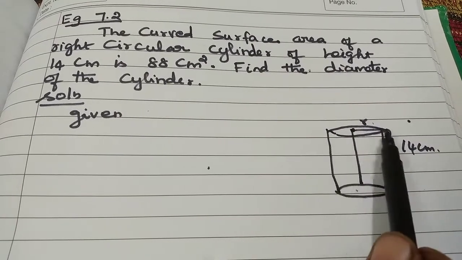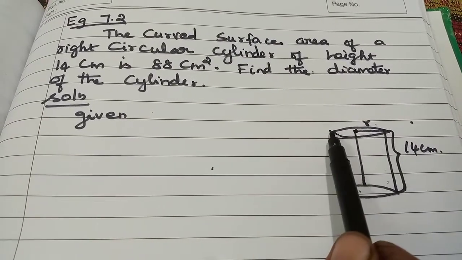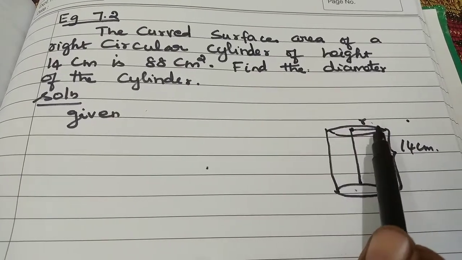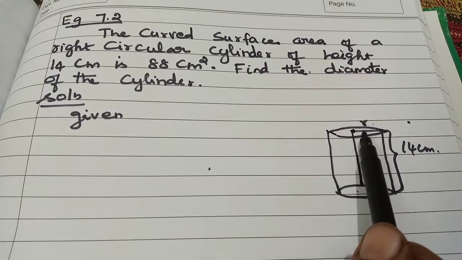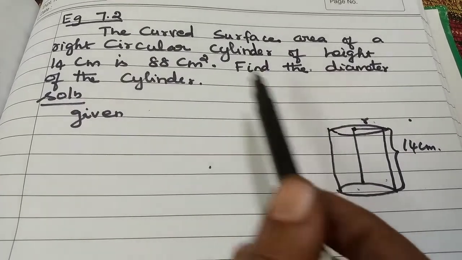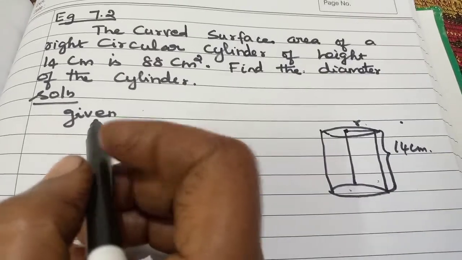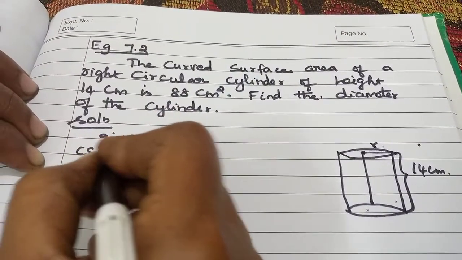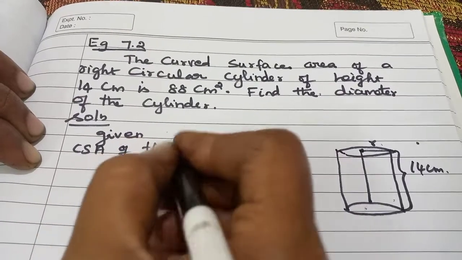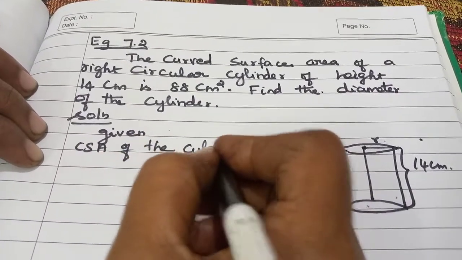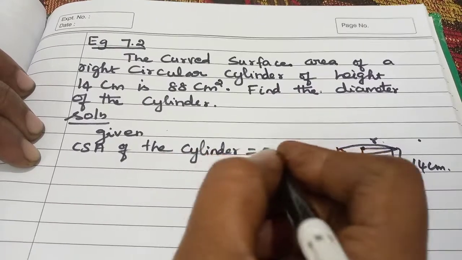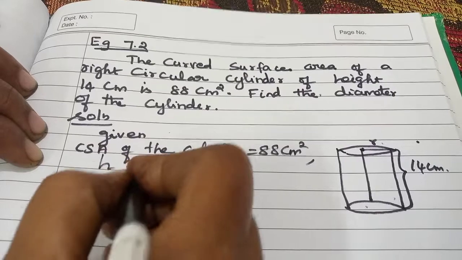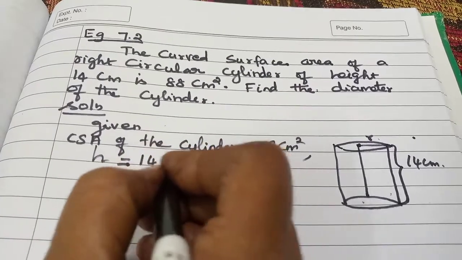Diameter means this total distance, this full length. Here to here, this full length is known as the diameter, means 2 times radius, r plus r. So what are the values given? Let us write. Given curved surface area, means CSA of the cylinder equal to 88 centimeter square, comma, height of the cylinder, height is equal to 14 centimeter.